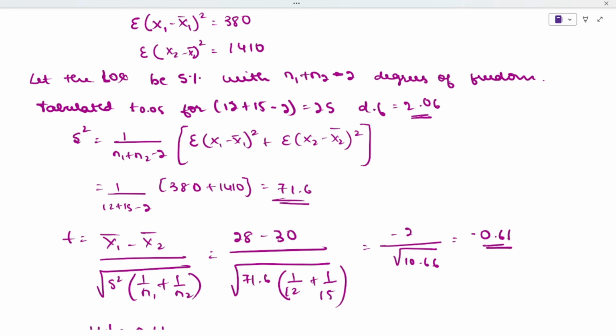that is n1 plus n2 minus 2 degrees of freedom, that is you will take t value, that is 0.05 for 5%, and 12 plus 15, that is n1 n2 value minus 2 will be what? This will become 27, minus 2 will be 25, and the t value for 25 degrees of freedom is 2.06.